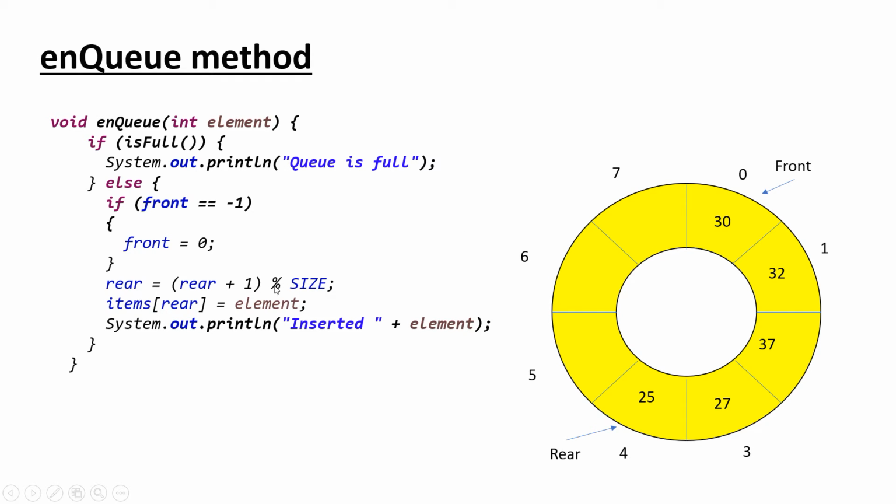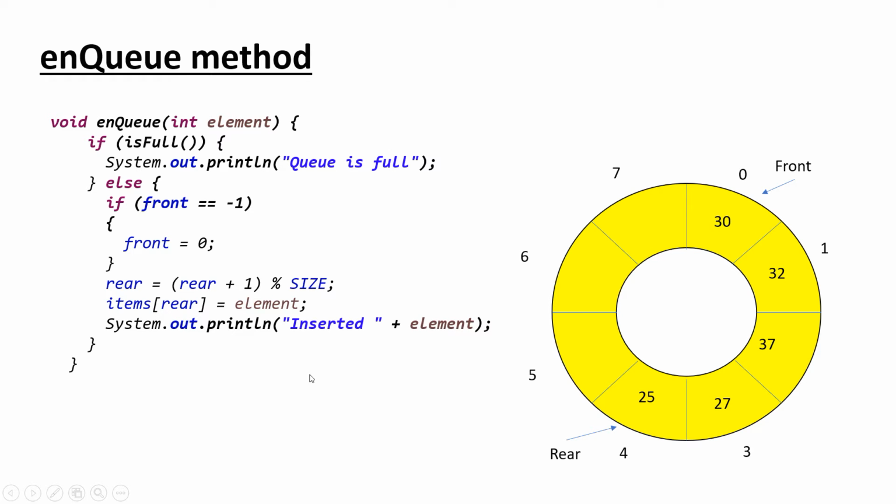So rear is equal to 1, and in this way we are pointing to index 1, and now my rear will be pointing here and the value will get inserted here. So now the front is pointing here and the rear is pointing here. In the same way, the moment we insert elements into this circular queue, our rear will keep on moving in this fashion.